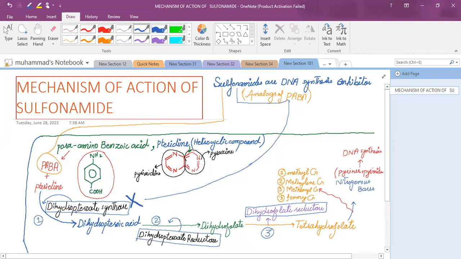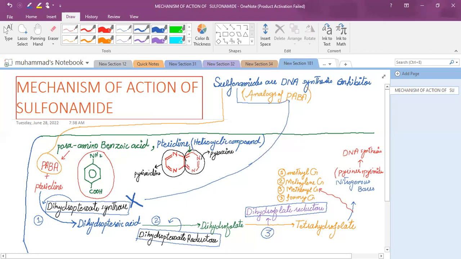So definitely when dihydropteroate synthase is blocked by sulfonamides, all the rest of the products will not be formed, because one step has been halted, or step number one is blocked by sulfonamides. Dihydropteroic acid will not be formed, dihydrofolate will not be formed, tetrahydrofolate will not be formed, and in this way DNA will not be synthesized because purines and pyrimidines are not synthesized. So this is the brief mechanism of action of the sulfonamides.